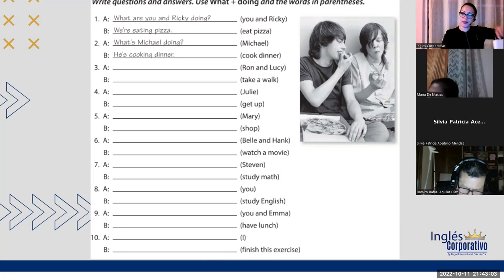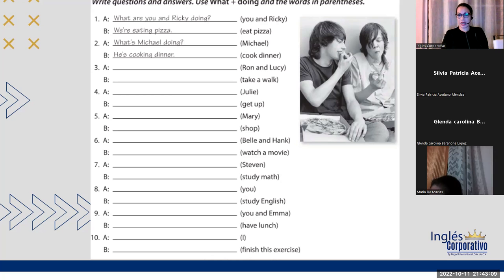Number seven. Me, teacher. Thank you, Glenda. What is Steven doing? He is studying math. He's studying math. Okay, thank you so much.